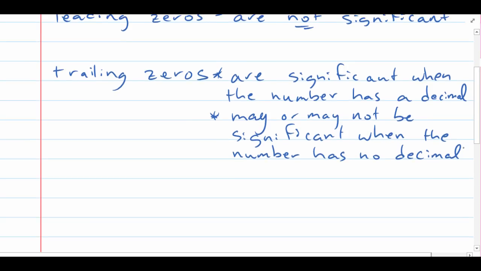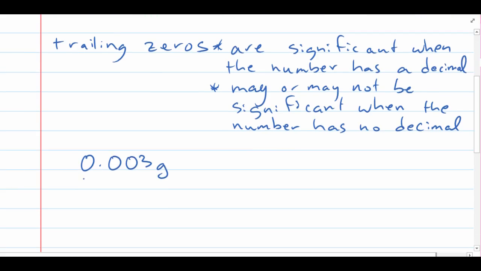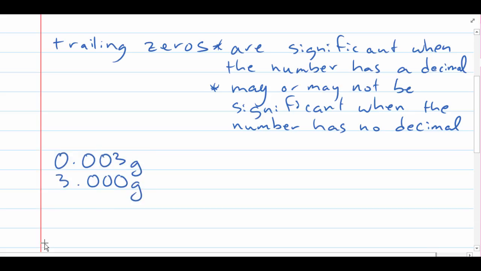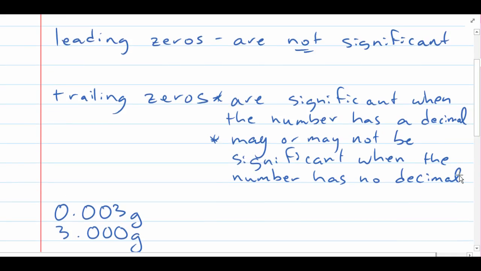I'm going to use a couple of examples to start these off. I'm going to start with the number 0.003 grams and the number 3.000 grams. This is as if we were measuring something on one of the balances that we find in the lab, and we want to figure out how many significant figures there are. So go back to the definitions and talk with your neighbor and see if you can figure out how many significant figures would be in each of these two measurements. I'll give you about 1 minute.